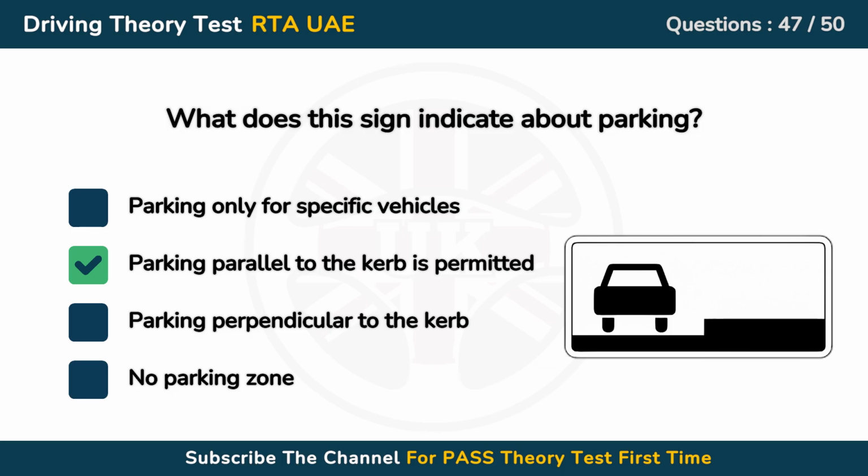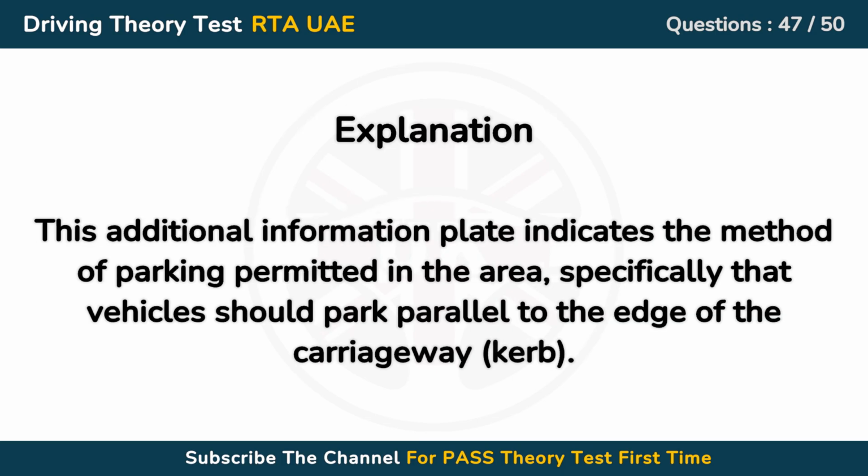Answer is B, parking parallel to the curb is permitted. This additional information plate indicates the method of parking permitted in the area, specifically that vehicles should park parallel to the edge of the carriageway curb.